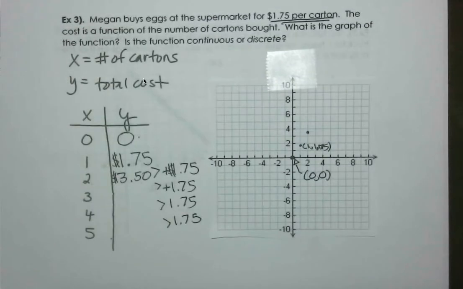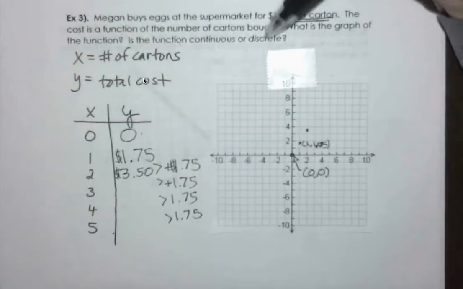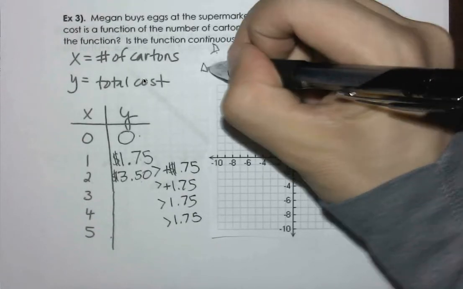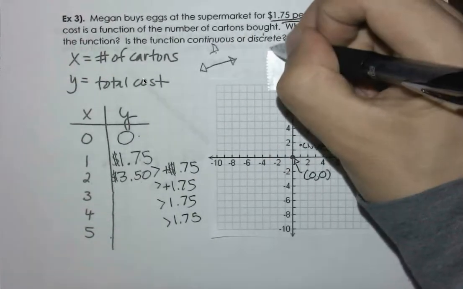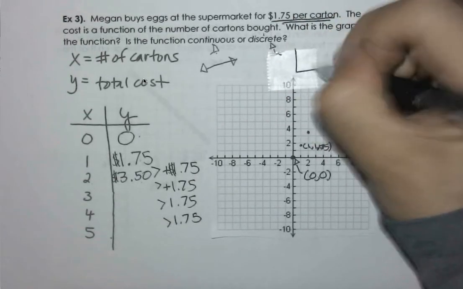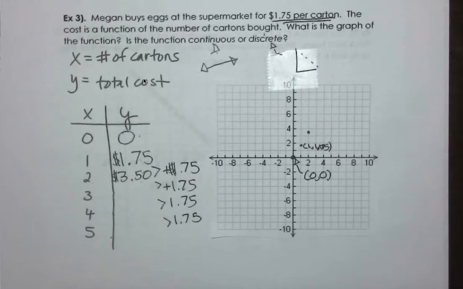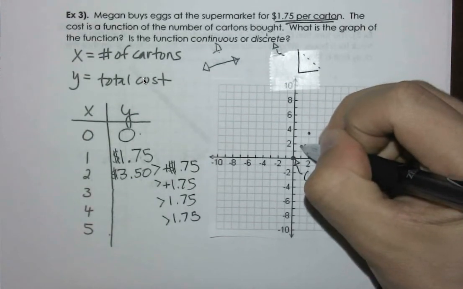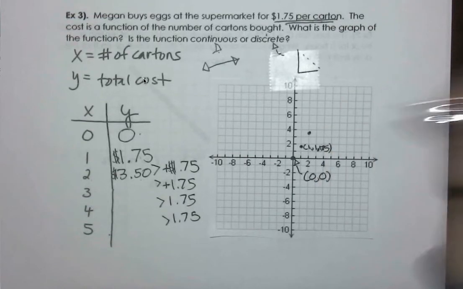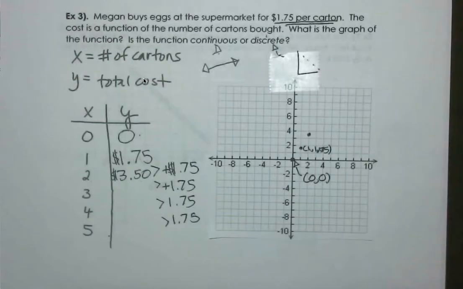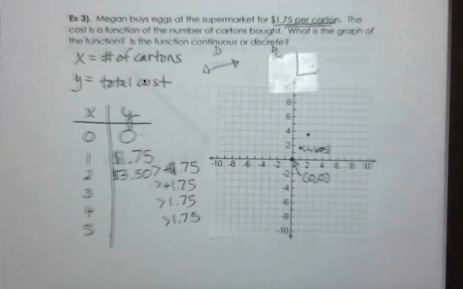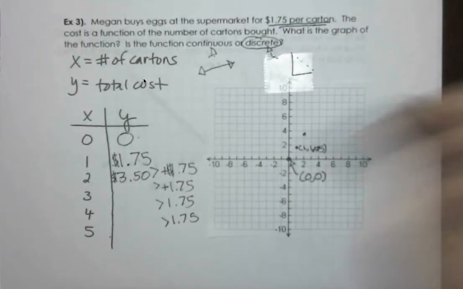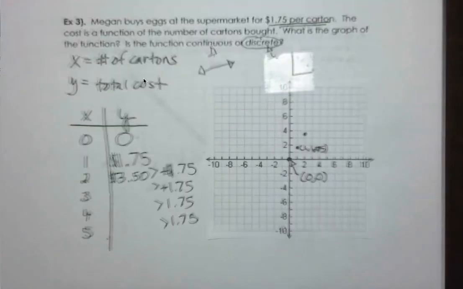But let's ask ourselves, is this function continuous or discrete? Continuous, again, means that it's going to be a line that's unbroken. Discrete is just going to be a mix of dots. So should we draw a line actually between all of these points, or just keep them as points that are distinct? We should just keep these as discrete, actually, because we can't buy a fraction of a carton. We're just going to keep adding 1.75 and 1.75 and 1.75.